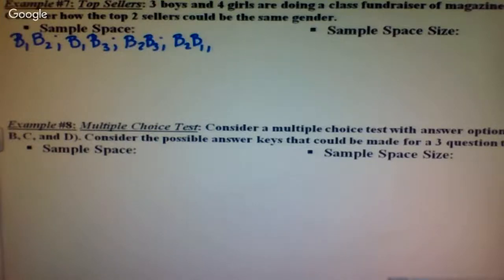And B3 and B1. And B3 and B2. Okay, so when you have to reverse the order, my suggestion to you is get out the entire thing first and then just go back and reverse them all. How many do you have? I have 6. Yeah, there's 6 of them.